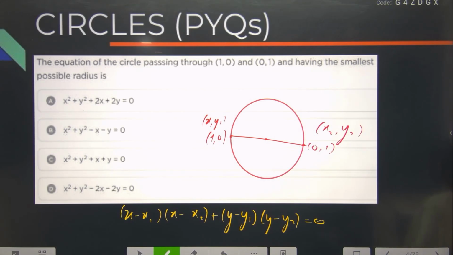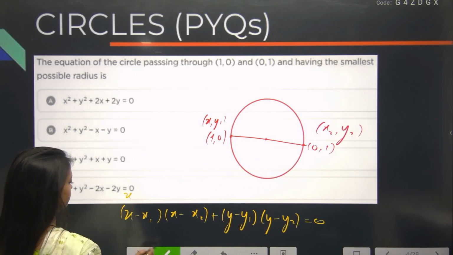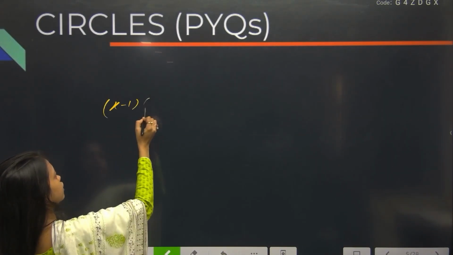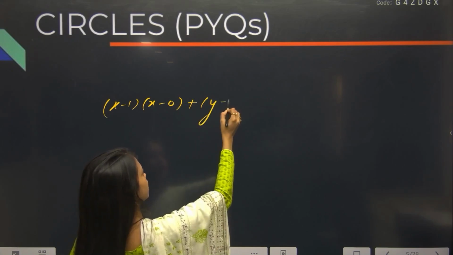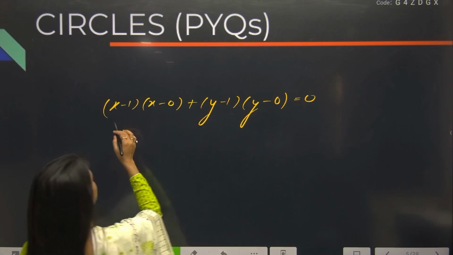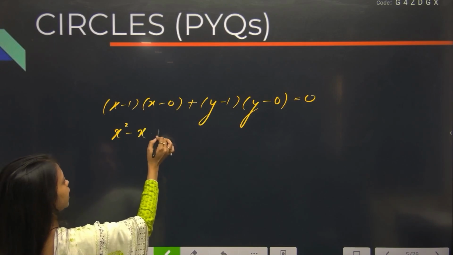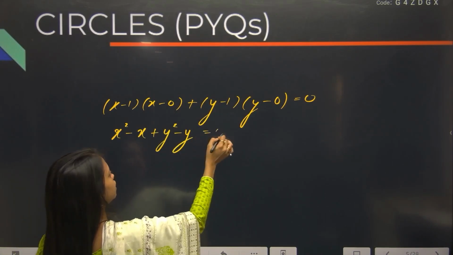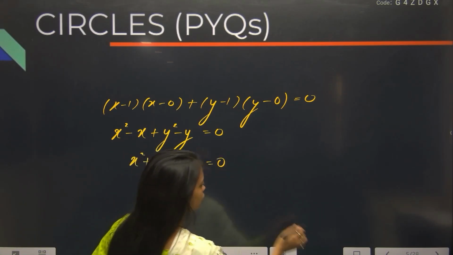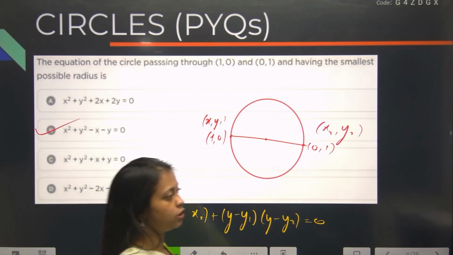So this will be what? Substitute the values. This is nothing but x minus 1, x minus 0 plus y minus 1, y minus 0 equals 0. This would be x square minus x plus y square minus y equals 0. X square plus y square minus x minus y equals 0. See which option that is. That is option number B.